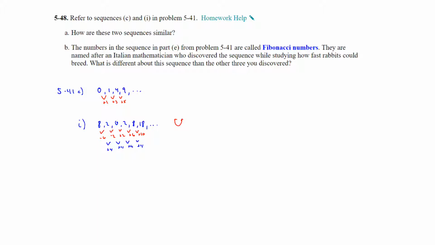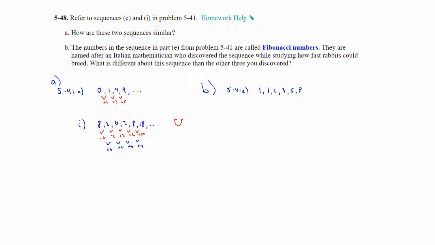So this was part A here. And then part B, the numbers in question E from that same section. Let me write that down. All right, these are called Fibonacci numbers. And so what is the difference about this sequence than the other three you discovered?